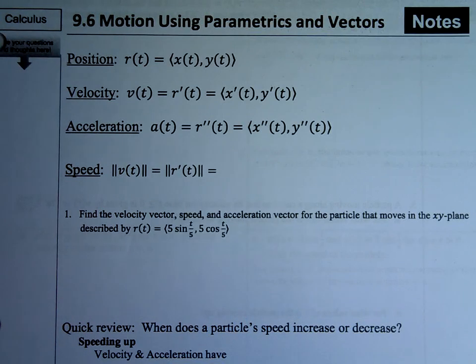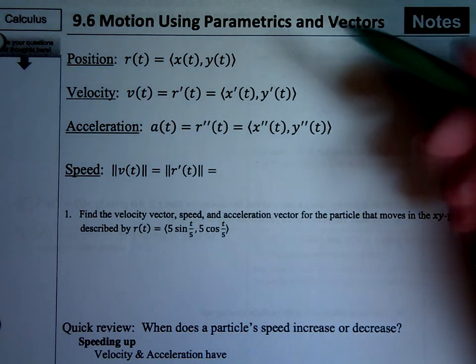All right, we're in section 9.6 for my BC kids, and we're continuing to look at vectors and parametric equations, but now we're going to add motion into the picture. A lot of this is going to dig back into your AB roots and make the same comparisons between position, velocity, and acceleration that you made back in Calc AB. We're just going to apply it to a vector type situation.